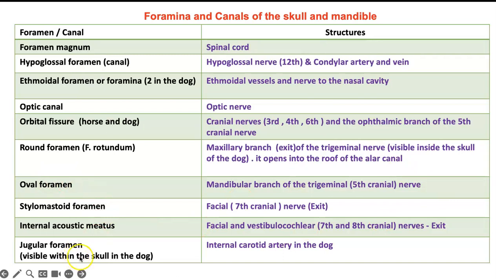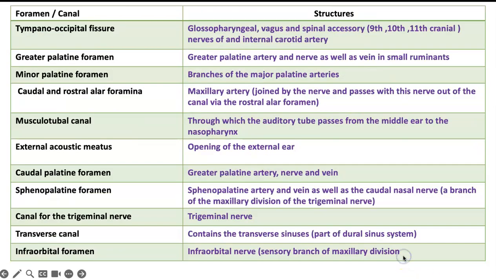This one is interesting because it is only unique in the case of the dog. Because as you know, in the equine, the internal carotid artery will come out from the foramen caroticum of the foramen lacerum. However, in the case of the dog, the internal carotid artery will come out from the jugular foramen. See, this was an exception and something unique in the case of the dog, right? So again, you have to read this table carefully.